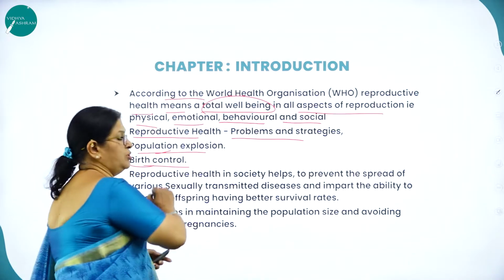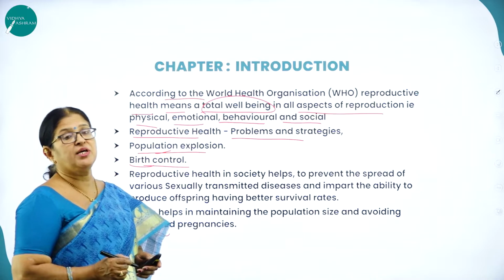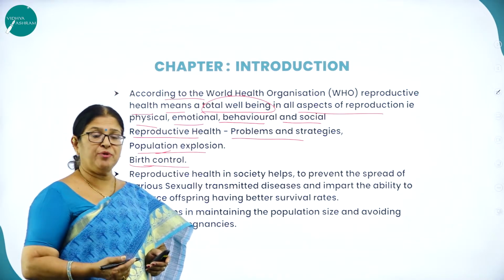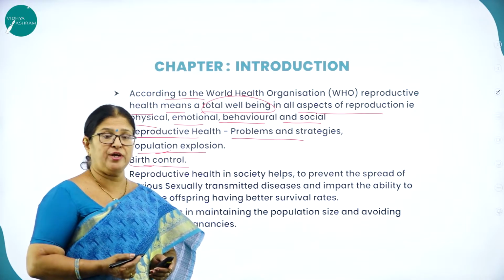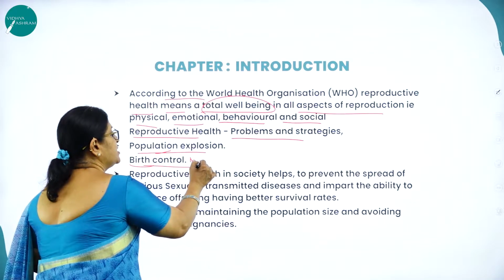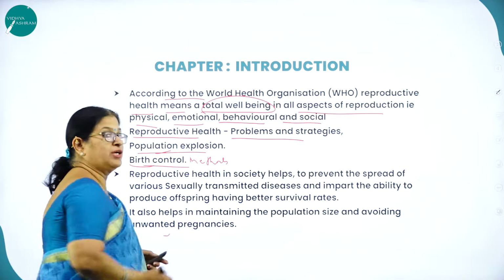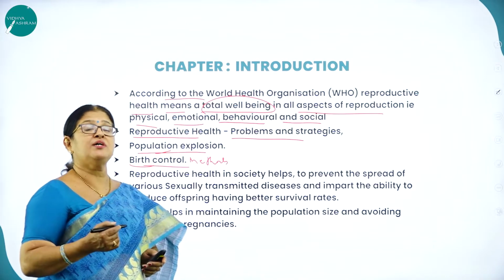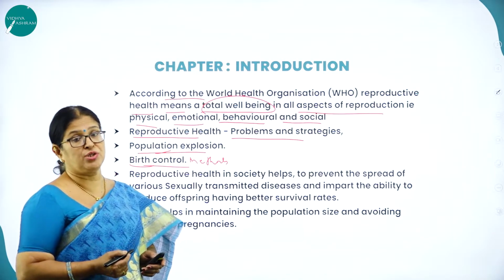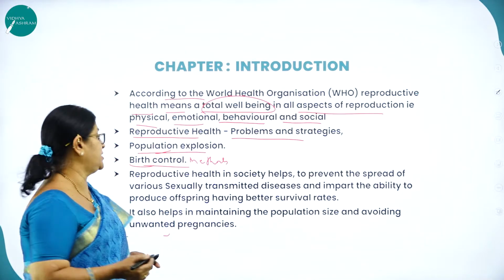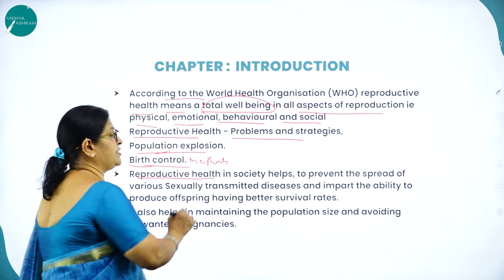Then birth control. In order to minimize the population, or to avoid unwanted pregnancies, we need to implement birth control methods, for which we also use the word contraceptive methods. What are the birth control methods? We have to use the scientific methods of birth control, or you can also use the word fertility control methods.